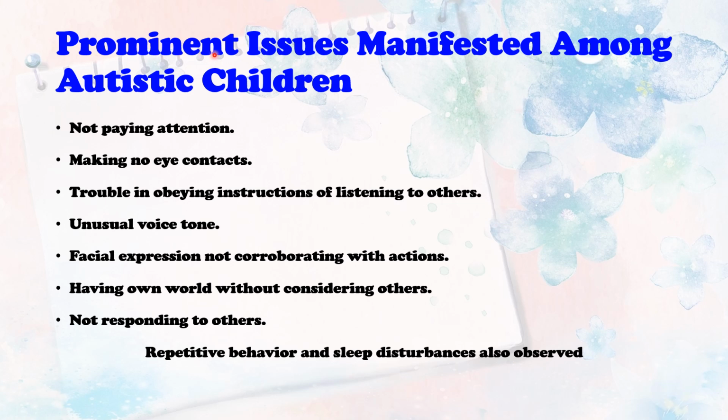Prominent issues manifested among autistic children are not paying attention, making no eye contact, trouble obeying instructions or listening to others, unusual voice tone, facial expression not corroborating with actions, having their own world without considering others, and not responding to others. Repetitive behavior and sleep disturbances are also observed.